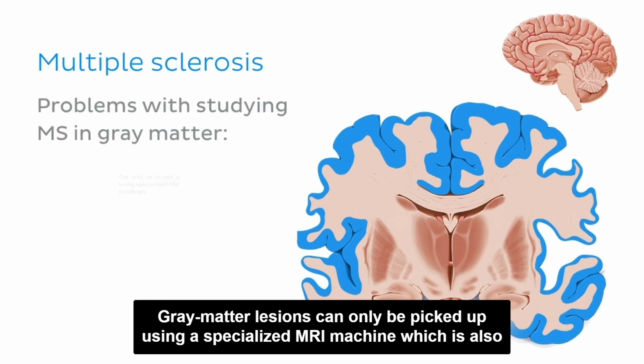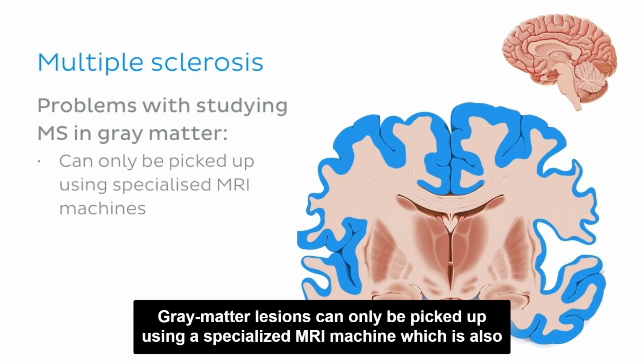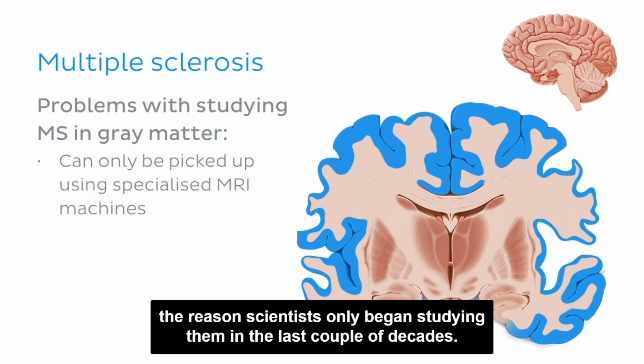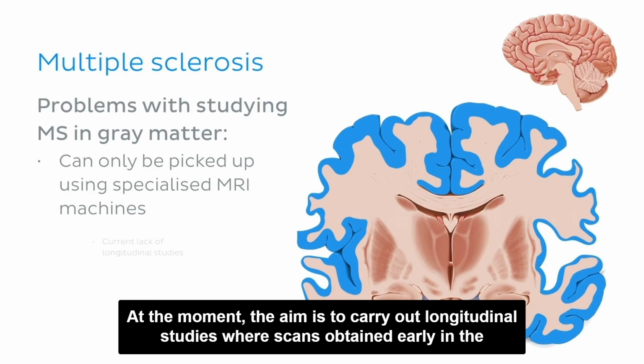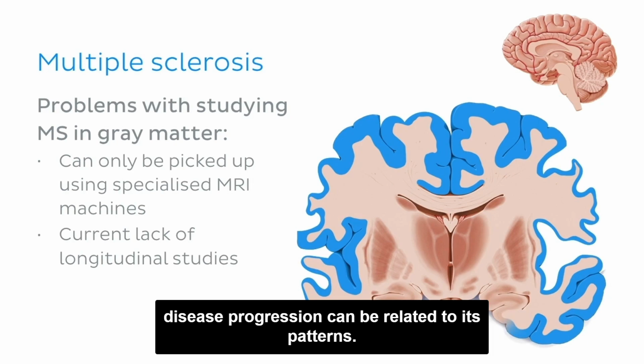Grey matter lesions can only be picked up using a specialised MRI machine, which is also the reason scientists only began studying them in the last couple of decades. At the moment, the aim is to carry out longitudinal studies where scans obtained early in the disease progression can be related to its patterns.